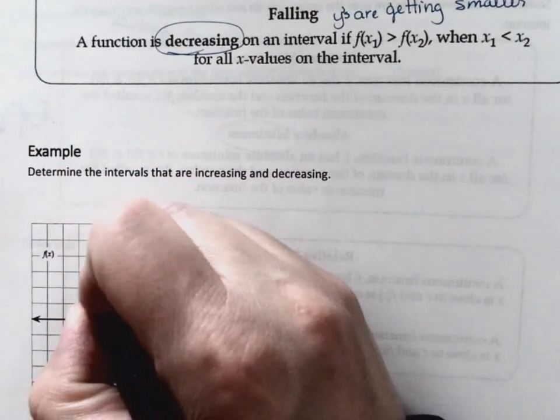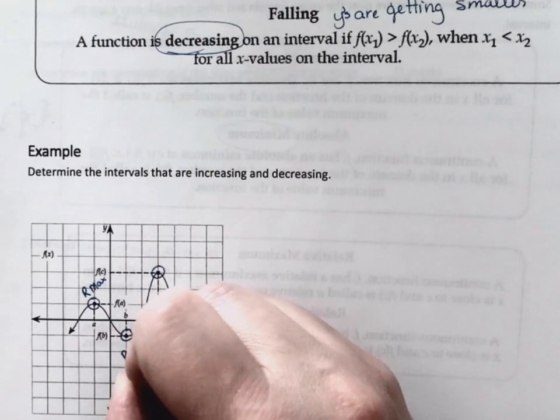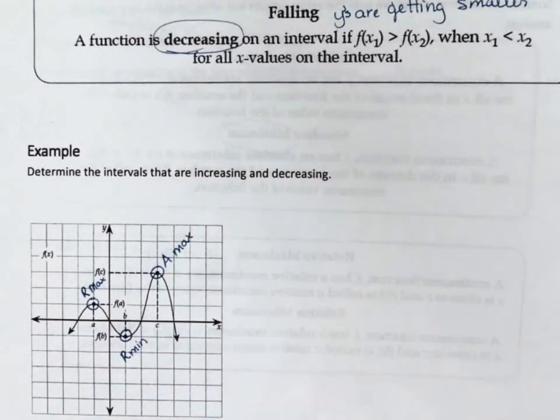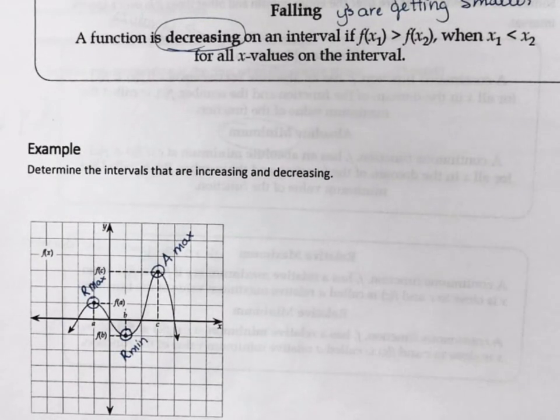Relative max, relative min, and an absolute max. That's what we decided on the last page. So now we're just going to break our graph down. I don't know if I have enough highlighters, but I will do my best. I think this will work.